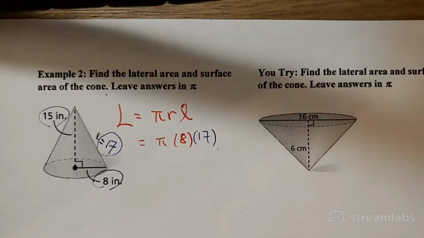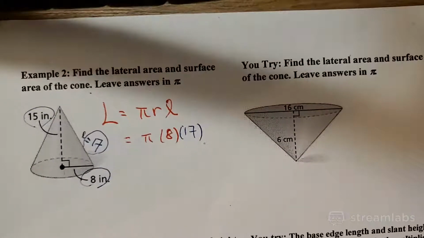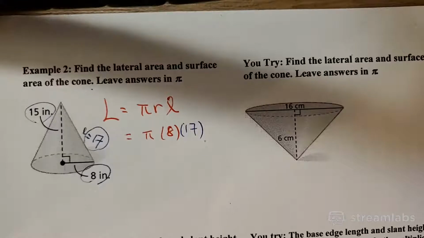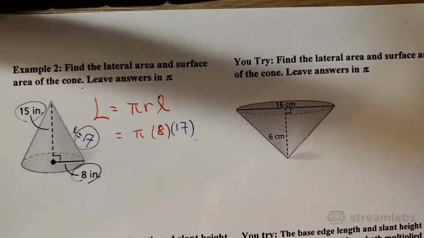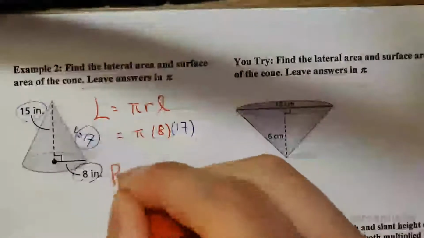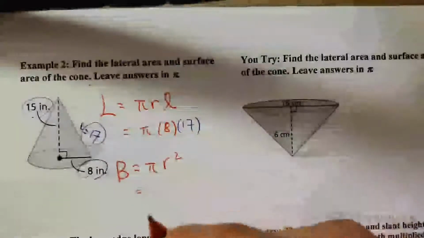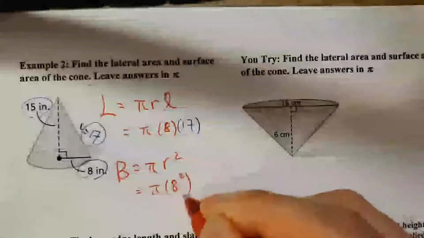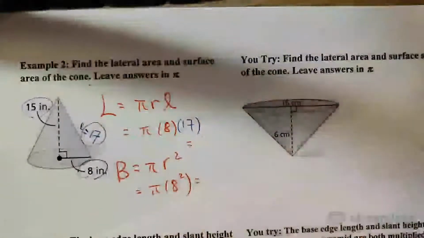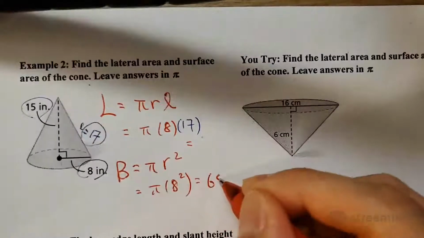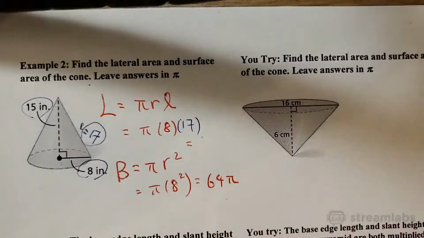All right, so that being said, now the base. Well, base is easy because it's just pi r squared, which is pi times 8 squared. I haven't calculated this one yet. We can leave it in pi, so 64 pi here, and this one is 17 times 8, right? Which is what?